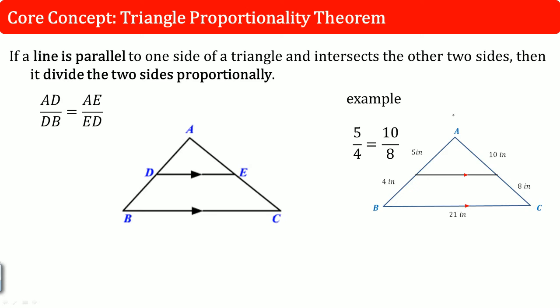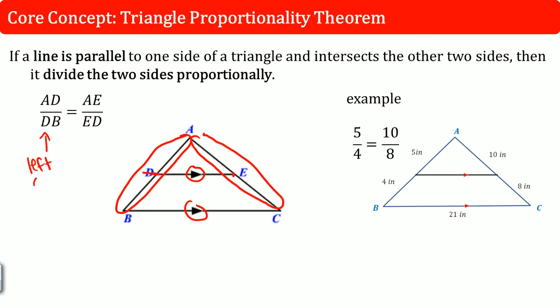If a line is parallel to one side of the triangle, that is this part that they're referring to. This is the parallel part. Okay, and intersects the two sides. So do you see these are the intersections? Then it divides the sides proportionally. Do you see this is the side? And when it divides, it means it cuts it. Same thing here. It cuts it evenly. Okay, so this is your left side, and this is your right side.